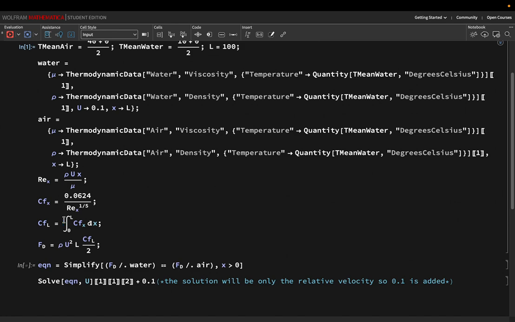I should have written 1 by L here. Finally, the drag force is given by CFL by 2 times rho u infinity squared times L.